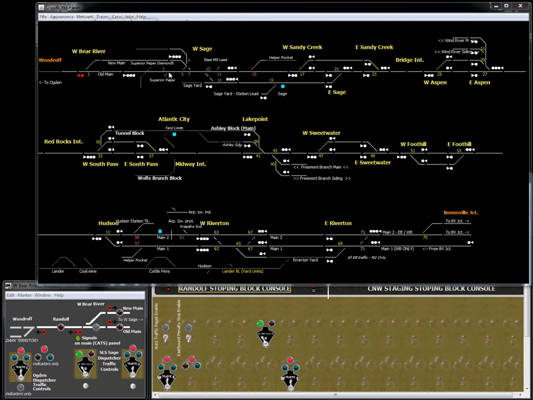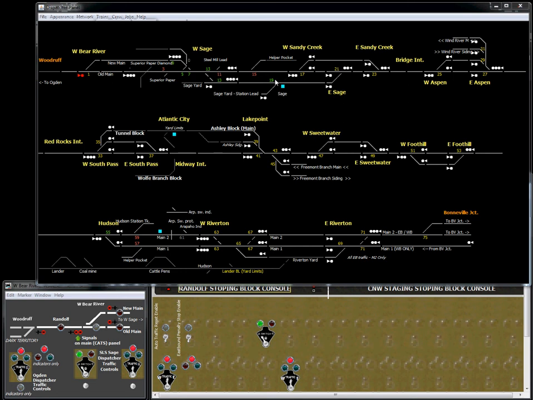These turnouts are switches that are mimicking what are known as electric lock switches, or non-motorized but electrically locked switch mechanisms out on the railroad. Red ones are indicative of local control turnouts and are not to be controlled by the dispatcher. You have one here at Superior Paper Industrial Lead, the Steel Mill Lead at West Sage, and the Helper Pocket. We also have them over here at Hudson Station Track and Hudson Helper Pocket.